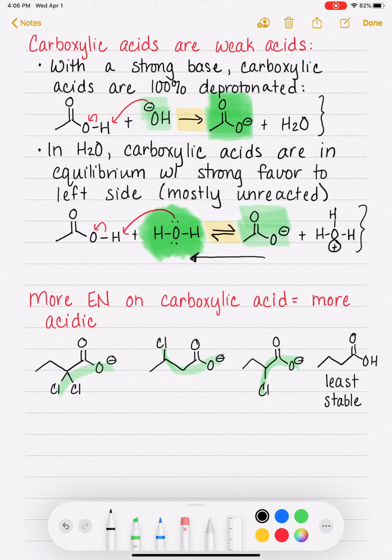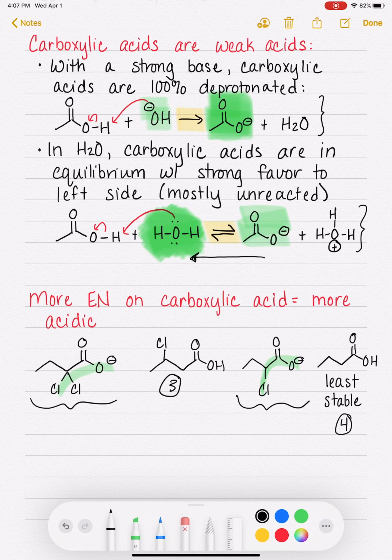If you have halogens that are close, like this one and this one, where the halogens are very close to the carboxylic acid, their proximity has a more significant effect than halogens that are further away. So the closer the halogen is to the carboxylic acid group, the better it is. So this one right here, where the chlorine is kind of far away, I'm gonna call least stable number 4. This guy is number 3 because the halogen is kind of far away.